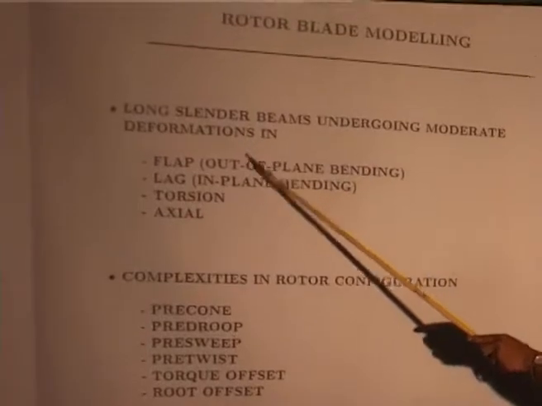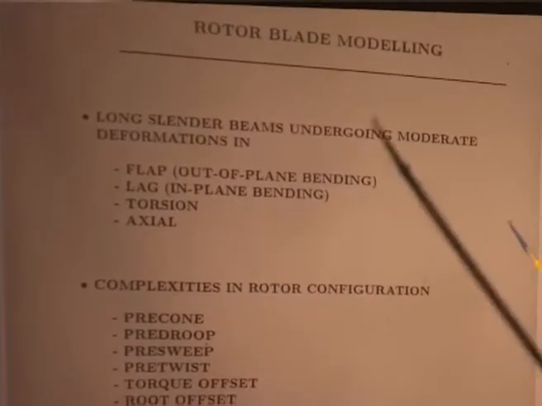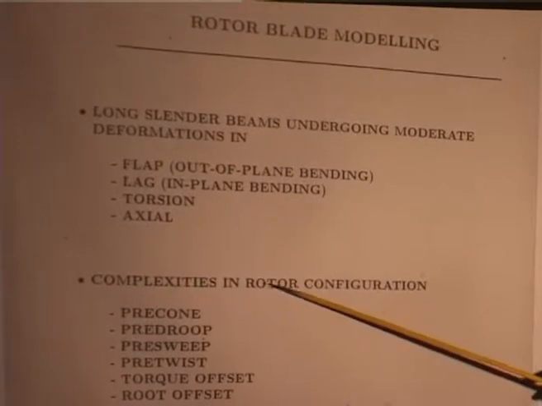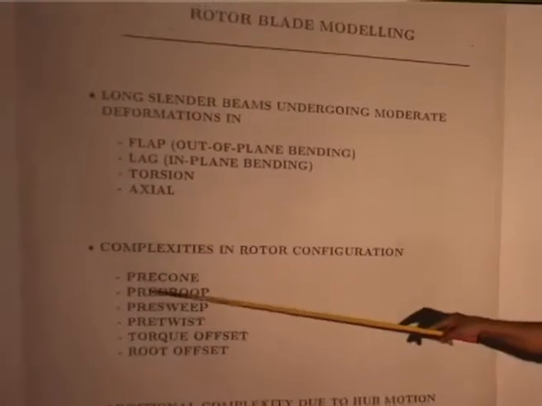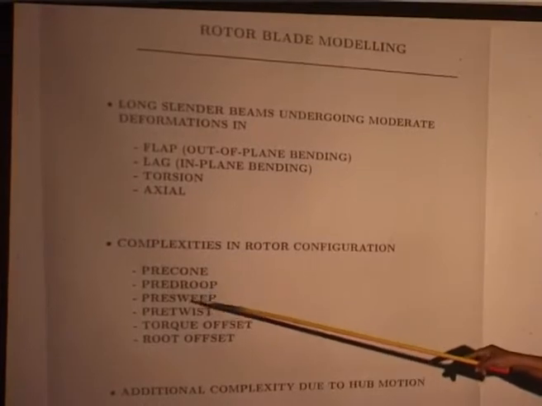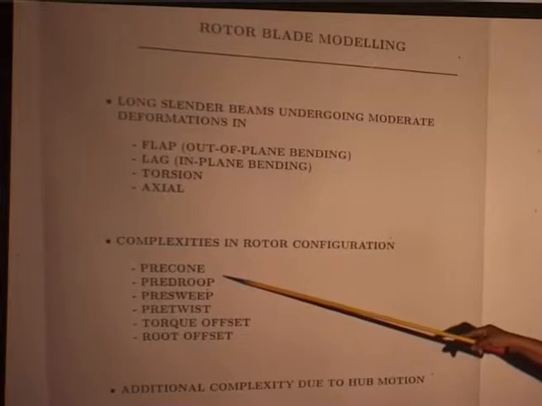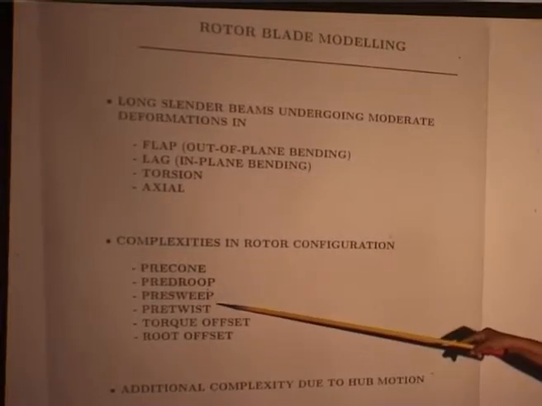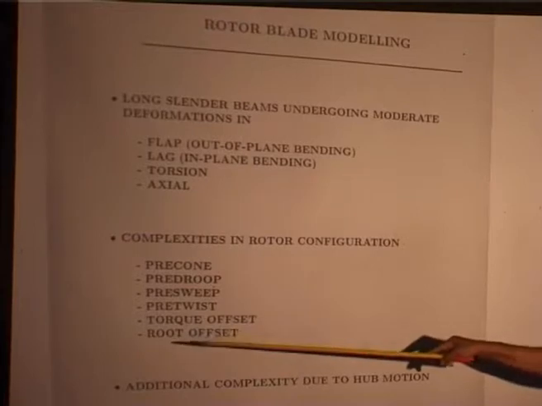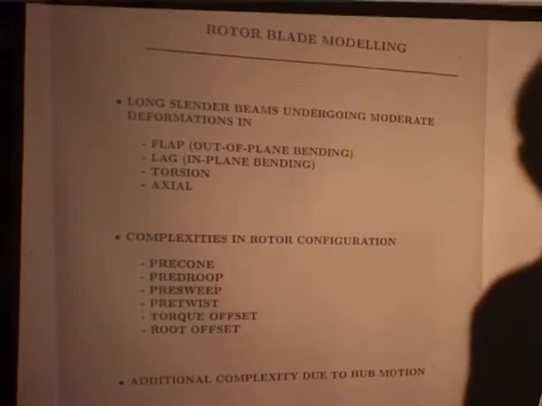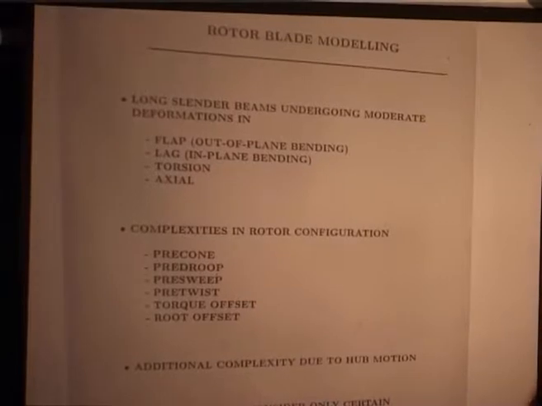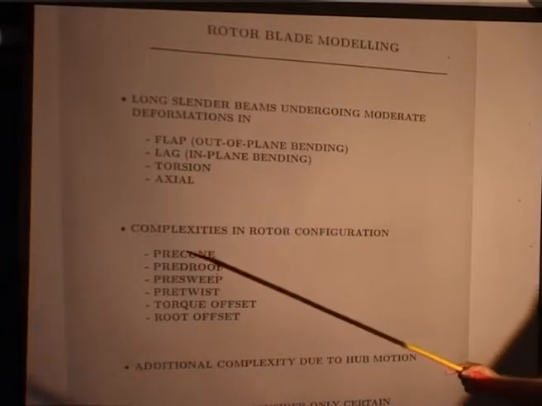Now, when you look at the actual modeling, you treat it as a beam model, nothing else. But then the rotor configuration, if you look at it, you will have pre-cone, pre-droop, I will tell you what those things are, then it can have pre-sweep, pre-twist, then torque offset, root offset. These are all geometrical quantities which will be there in an actual rotor blade.